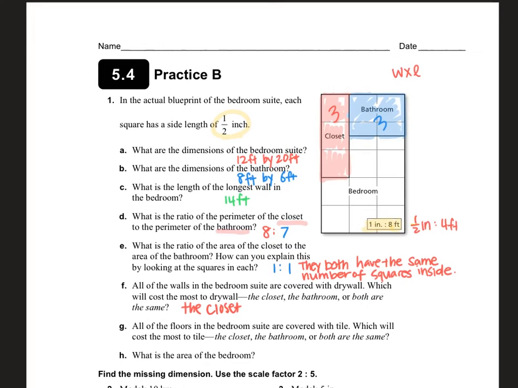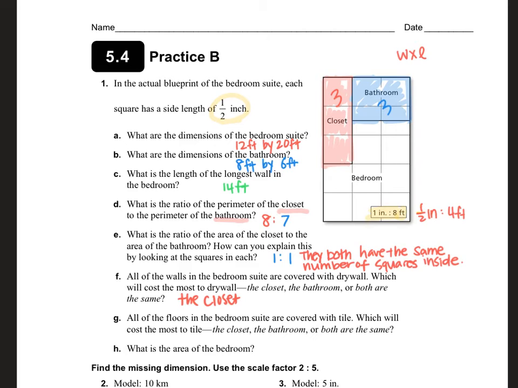And the next question is asking, all of the floors in the bedroom suite are covered with tile. So it's going to be the bottom one. Which will cost the most to tile? The closet, the bathroom, or both are the same? And we can see that the ratio for the area, they are the same. So essentially, they're going to cost the same amount for the tiles.